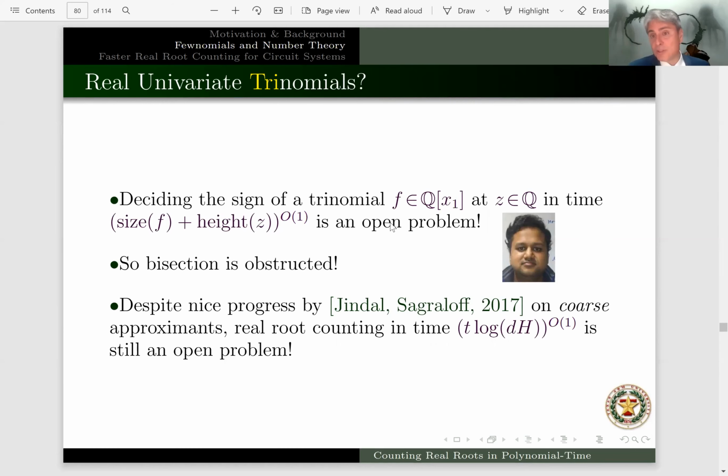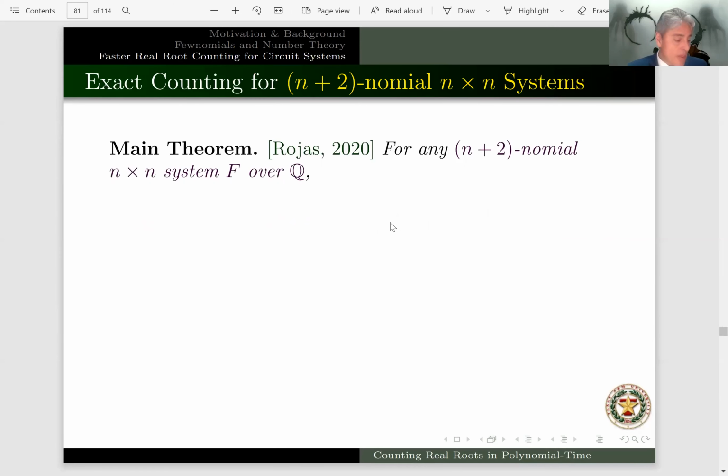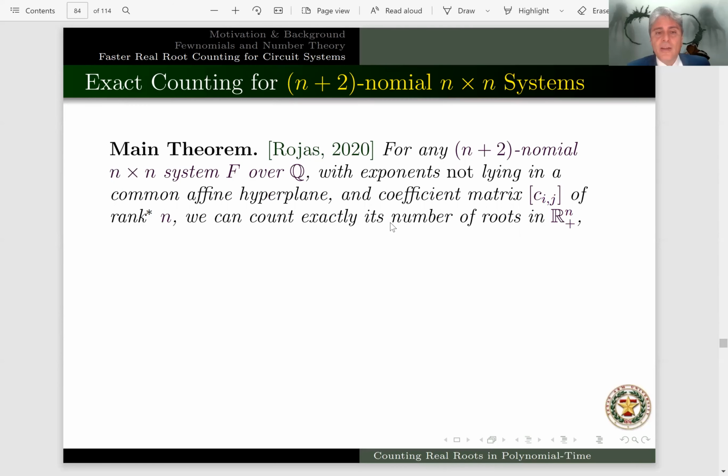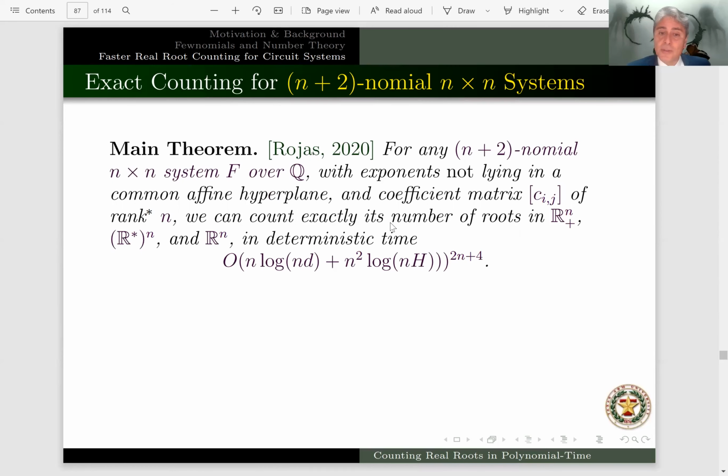Okay, we're talking about systems. So now the correct statement of the main theorem. Take any n+2 nomial, n by n system over the rationals. Exponents don't lie in a common half in the hyperplane. The coefficient matrix has rank n. And there are a couple more assumptions: you have to assume a couple of 2 by 2 subdeterminants of the coefficient matrix are non-zero. Then you can count exactly the number of roots in the positive orthant, the real algebraic torus, or R^n, in deterministic time, this much.